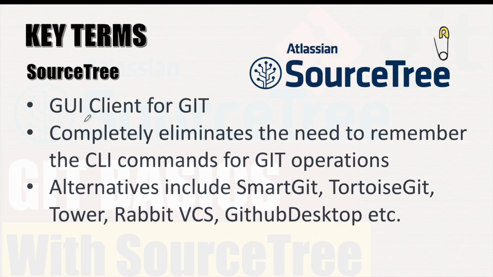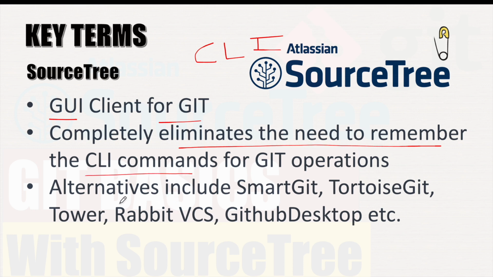Now, what is SourceTree? All these concepts which we are doing can be done with the help of a CLI, command line interface, or it can be done using a tool. SourceTree is one such graphical user interface tool for Git. It completely eliminates the need of remembering the CLI commands. Alternatives include SmartGit, TortoiseGit, RabbitVCS, GitHub Desktop, etc.